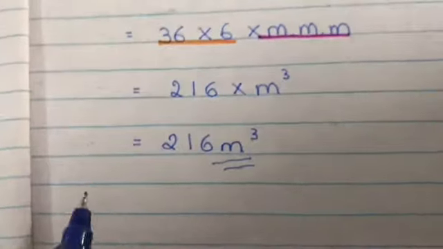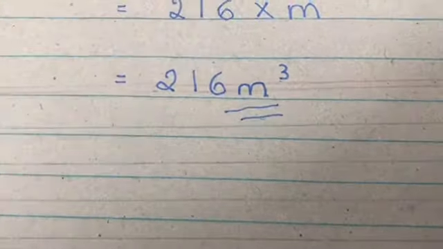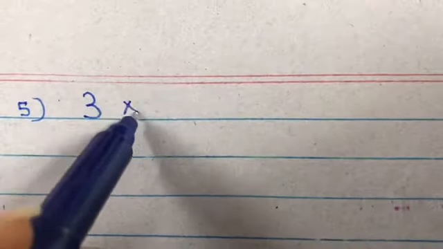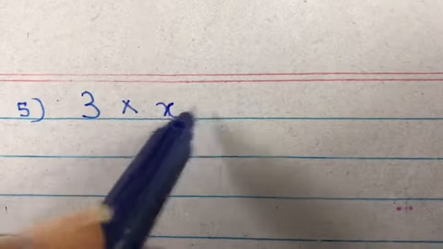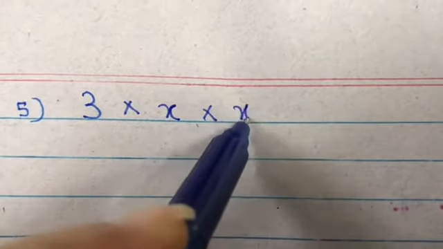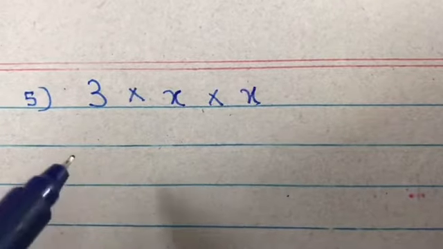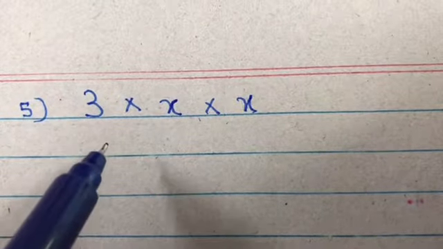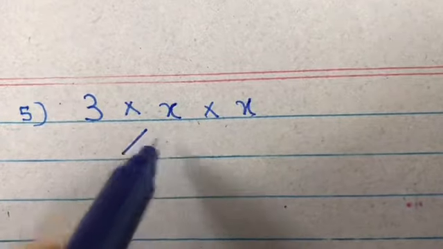Okay, let's go on to the next one. Now this is probably going to be the last one. If I have time, then I'll do one more. Let's see. 3 times x times x. This is your question. Okay, so now you are going to separate the numbers and separate the letters.